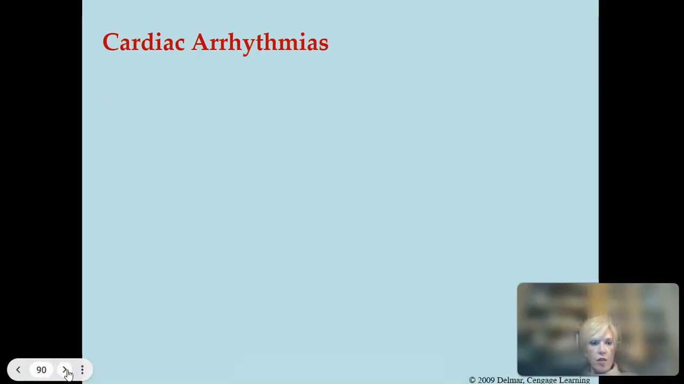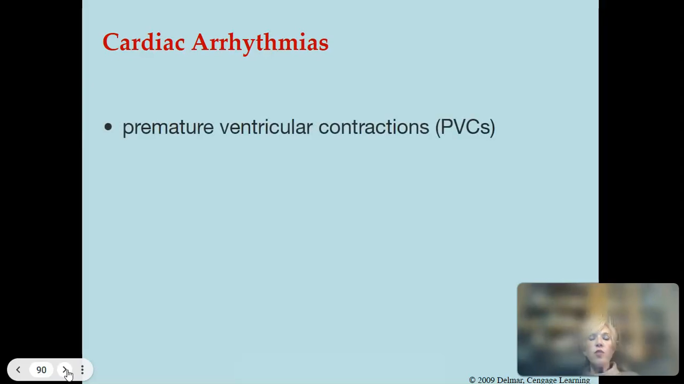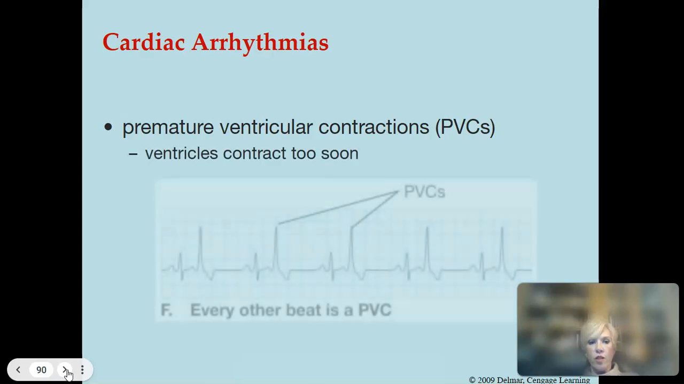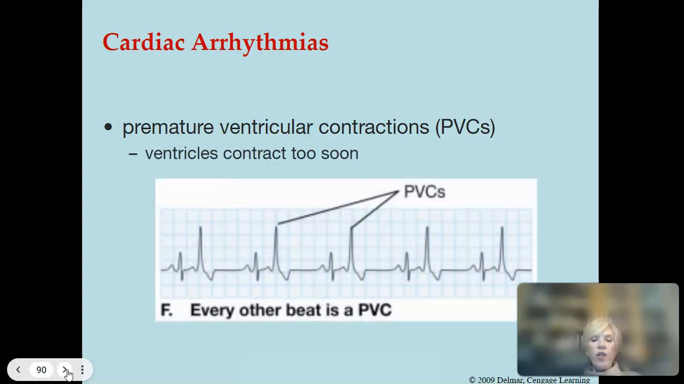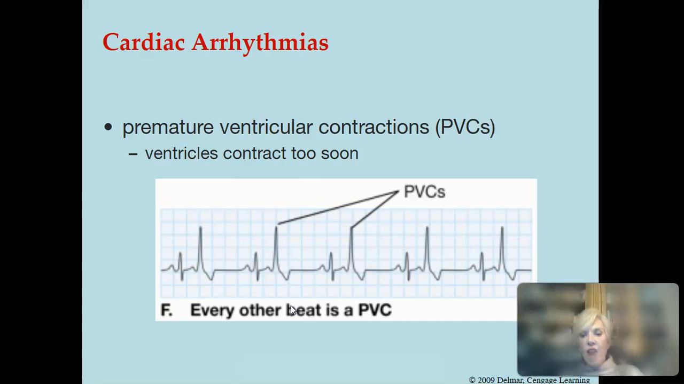All right. The next one is premature ventricular contractions, okay? And this is where the ventricles contract too soon. So what you have here is some normal things going on, all right? So here's a P wave, a QRS complex, a T wave, but then just this abnormal QRS that doesn't have a T wave. You may have had some PVCs in your life before.